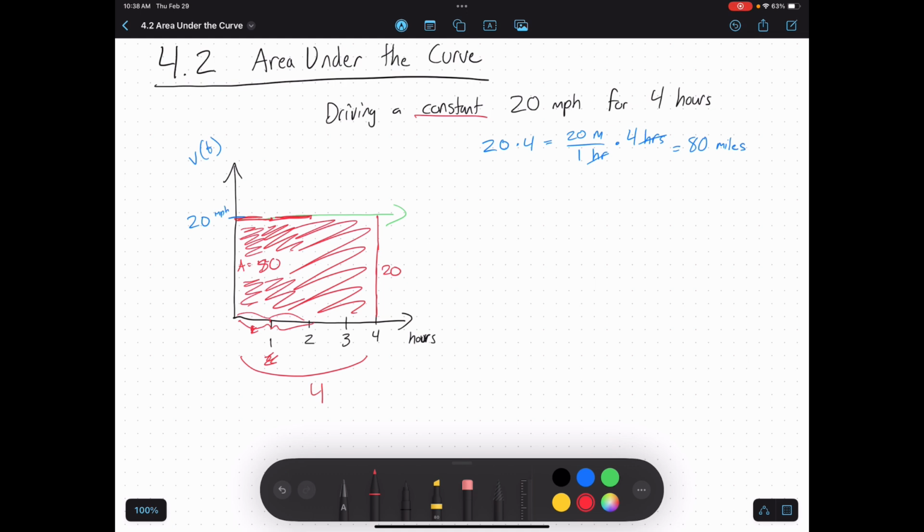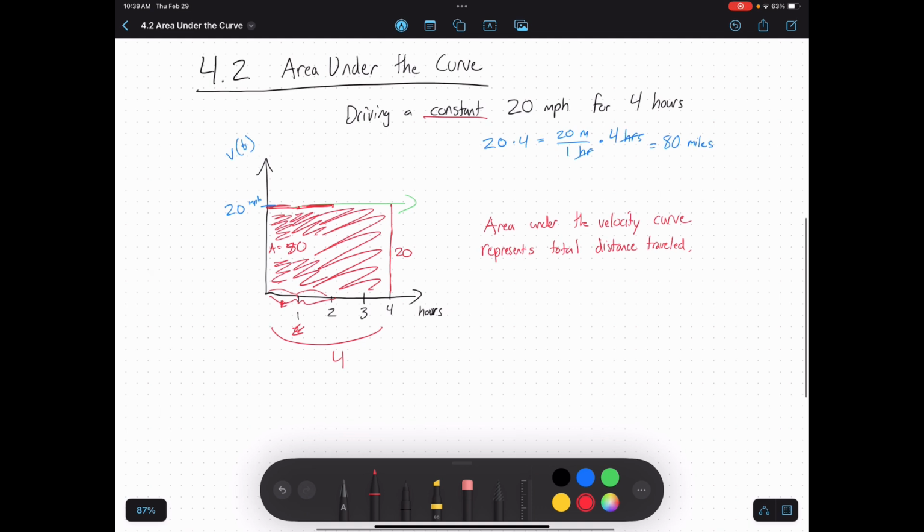So it turns out that the area under the curve can be a significant value. In some cases, that value would be important to calculate. In this case, it's useful to calculate because that area under the curve represents, and I'm going to specify this because this is my velocity curve, the area under the velocity curve represents total distance traveled over the course of those 4 hours.